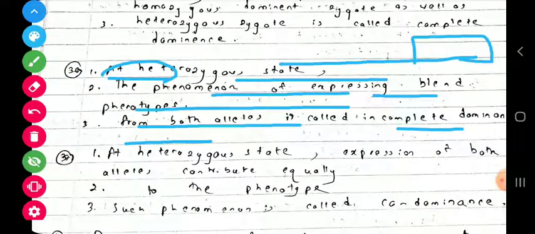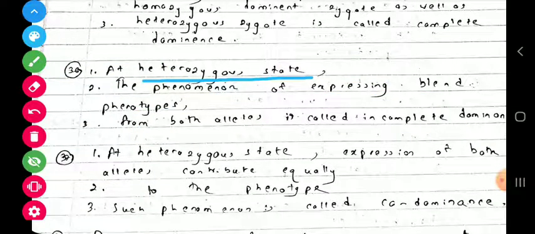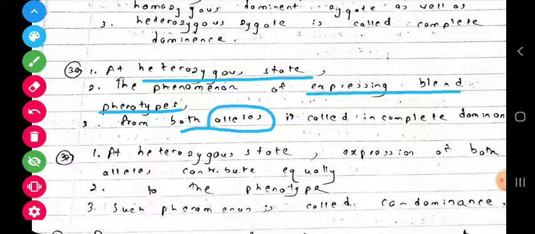So the next one is incomplete dominance. Now this is new. What is incomplete dominance? At the heterozygous state, the phenomenon of expressing blend phenotypes from both alleles is called incomplete dominance. So at the heterozygous state, the phenomenon of expressing mixed, blend phenotypes.